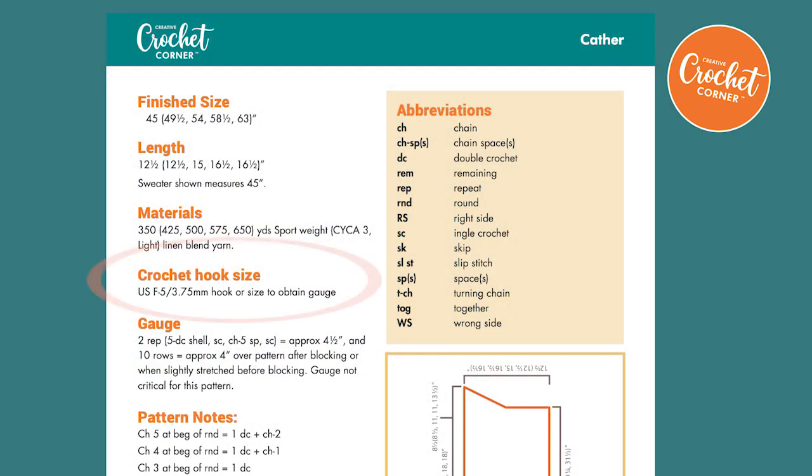It's going to tell you your crochet hook size, and it always says size needed to obtain gauge or size needed to get gauge. And the reason is just because I used a 3.75 millimeter hook in this piece, and that's the gauge that I got, doesn't mean that you're going to get that with a 3.75 millimeter hook, although that's where you should start. But you may have to go up or down to get the gauge that the person got when they made this piece.